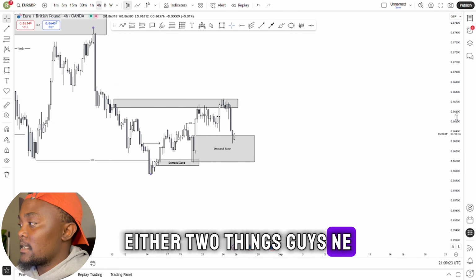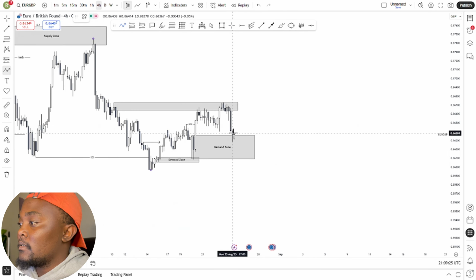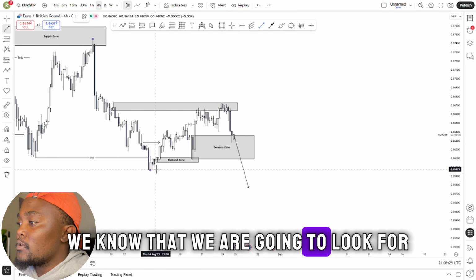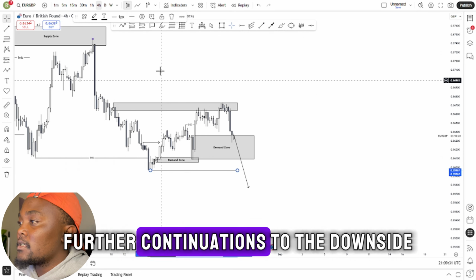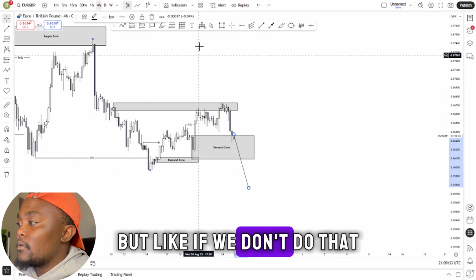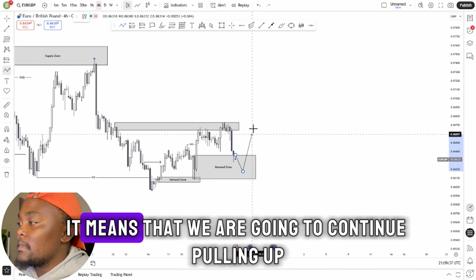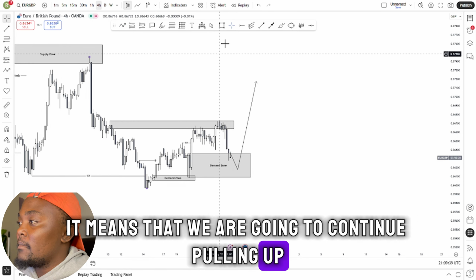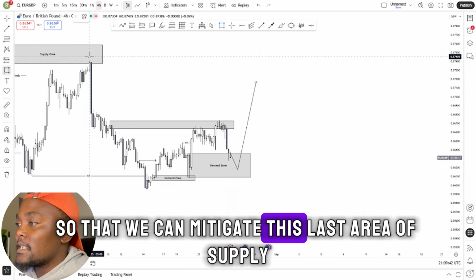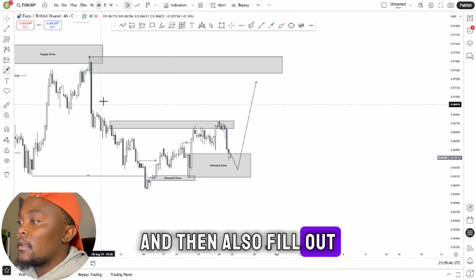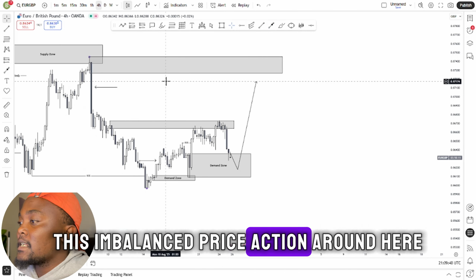either two things, guys. We continue pulling down, we take out the low, and after taking out the low, we know that we are going to look for further continuations to the downside. But if we don't do that and decide to respect this demand zone, it means that we are going to continue pulling up so that we can mitigate this last area of supply and also fill out this imbalanced price action around here.